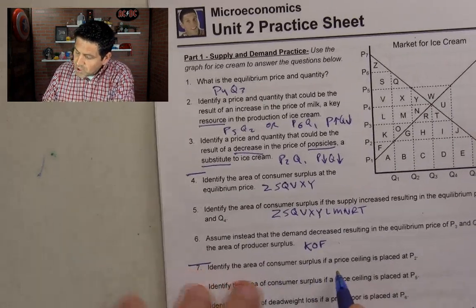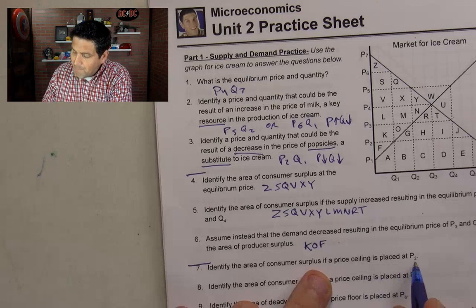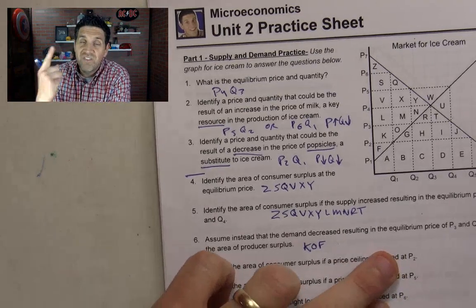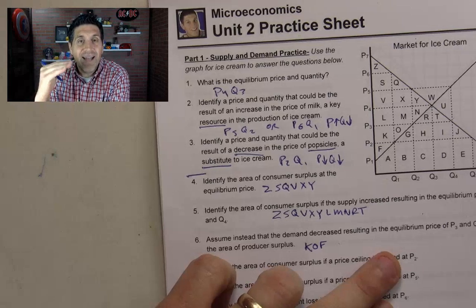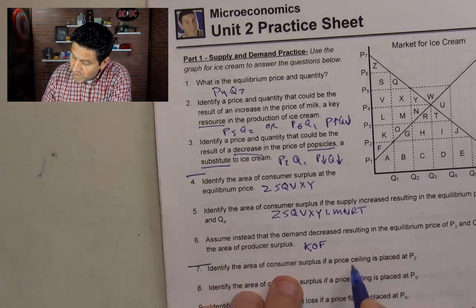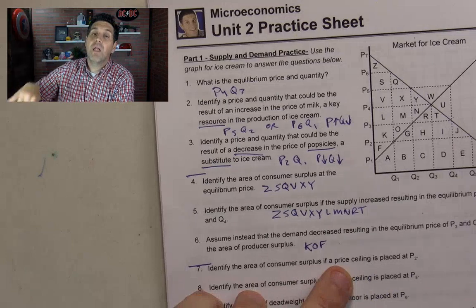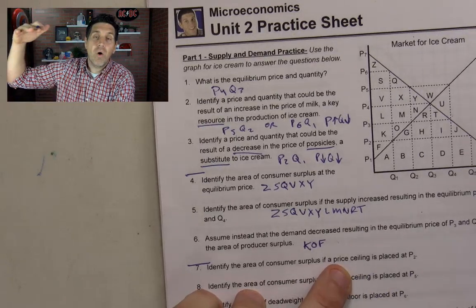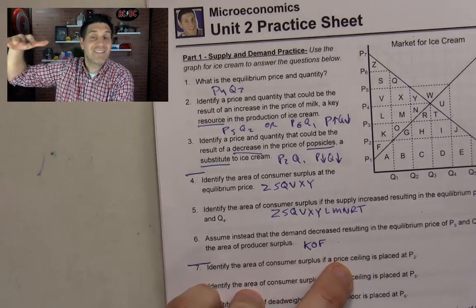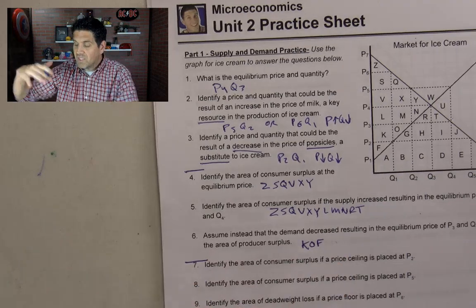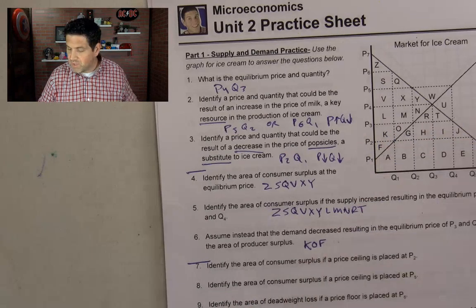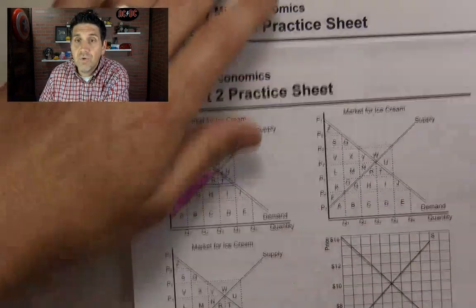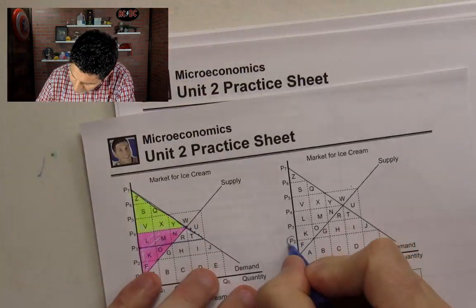Identify the area of consumer surplus if a price ceiling is placed at P2. First thing you have to do whenever you see a ceiling or a floor is ask yourself, is it binding? Does it have an effect? So price ceilings always go below equilibrium. A ceiling cannot go above. I mean, you can put it above, but it has no effect. It's not binding. So this is a price ceiling at P2, which is right here. I'm not going to write on this, but I'll put it on this one. So a P2 price ceiling is right here.